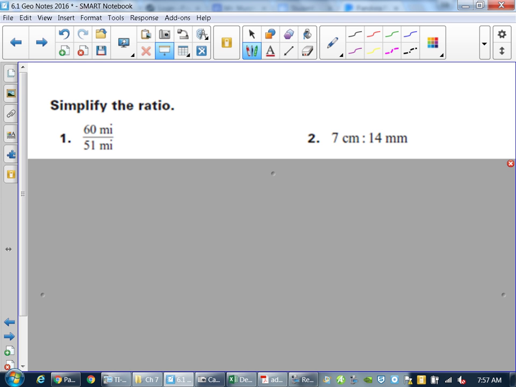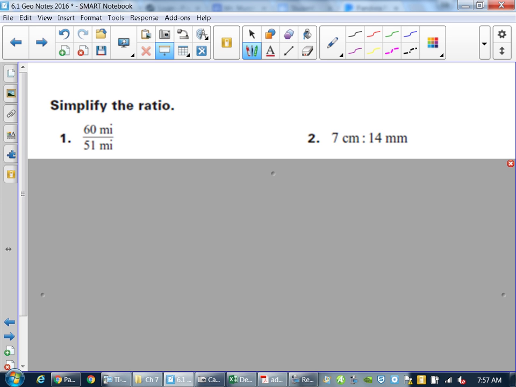So 60 over 51, can it be simplified? No. So it's done. That's the simplest terms. Now the other one though, it's in centimeters and in millimeters. Yeah, they gotta go to the same unit. Now, when you're dealing with units of measure, it is easier to move up in units or down? Down. It's easier to go to the smaller of the two units.